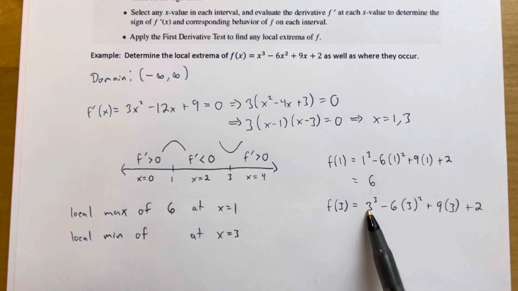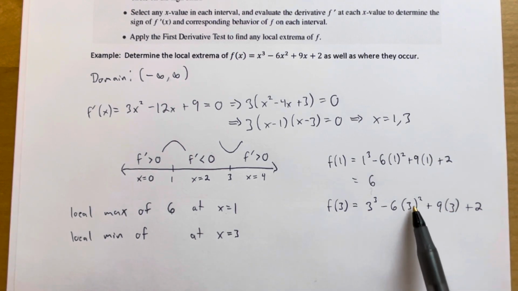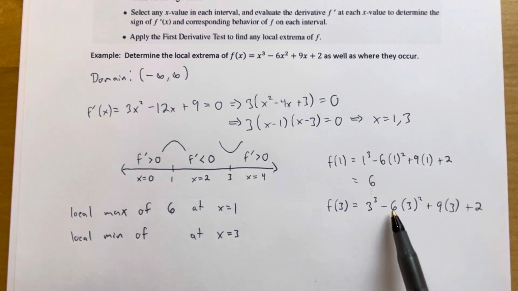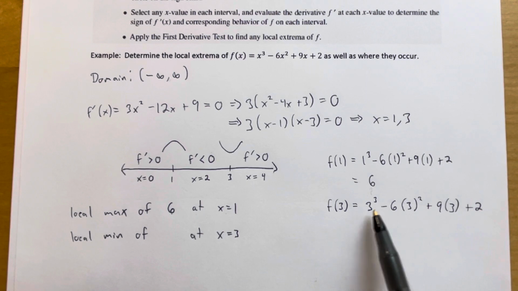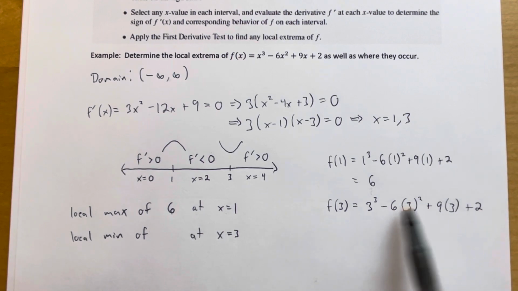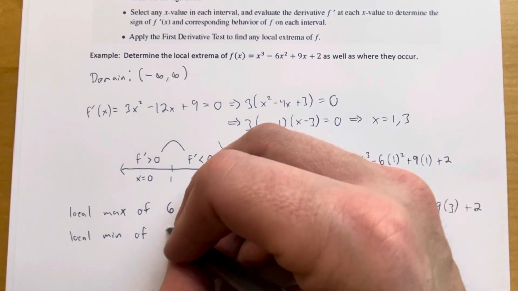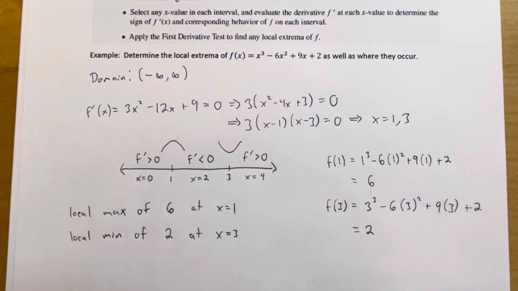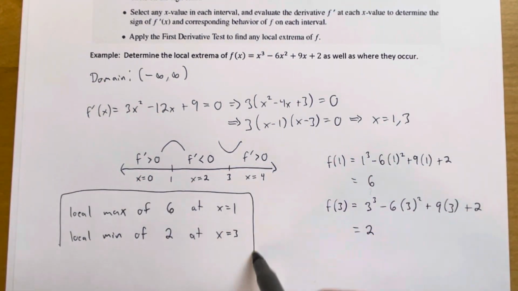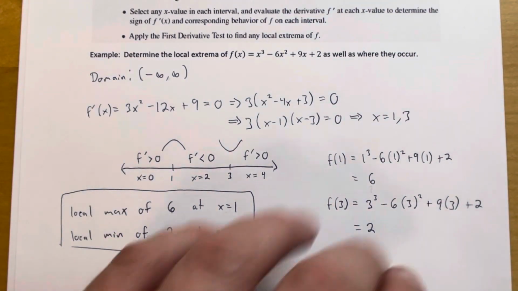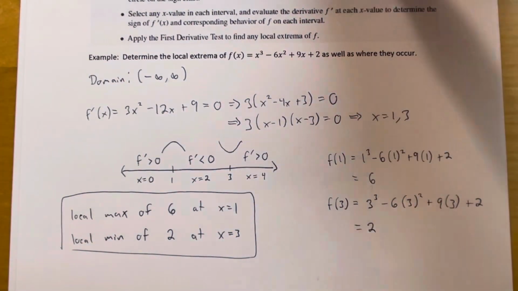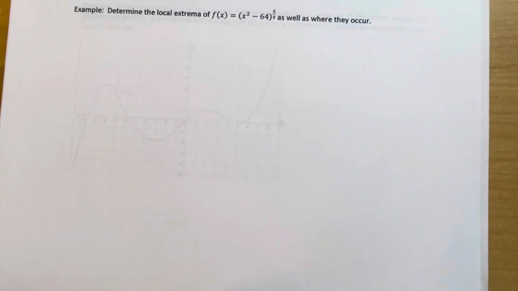So 27 plus 27 is 54. Now over here, 3 squared is 9, times 6 is also 54, but I'm subtracting those. So I have 54 minus 54. That's 0 plus 2. I get a 2 from that. So local minimum of 2. These are my answers for that. Okay? So one example of using the first derivative test under our belts.